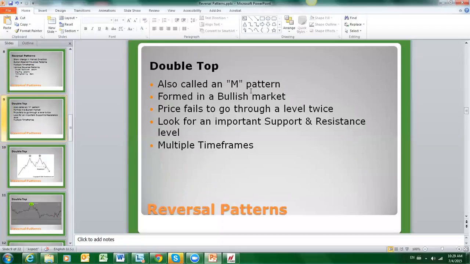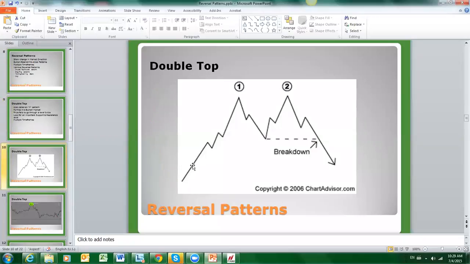A double top pattern is also called an M pattern. This is a bearish double top. It will be formed in a bullish market, which means when the price is going up, you will look for this double top, which looks like that. So there are two peaks, they're kind of like mountain peaks.